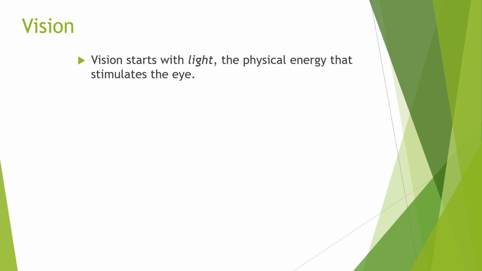Okay, so let's start out with vision. When we are just talking about basic vision and seeing something, that starts out with light. Light itself is a physical energy that stimulates the eye. So some stimulus out there in the environment will hit your eye, and then there's a whole process that occurs in order for you to actually see that stimulus.